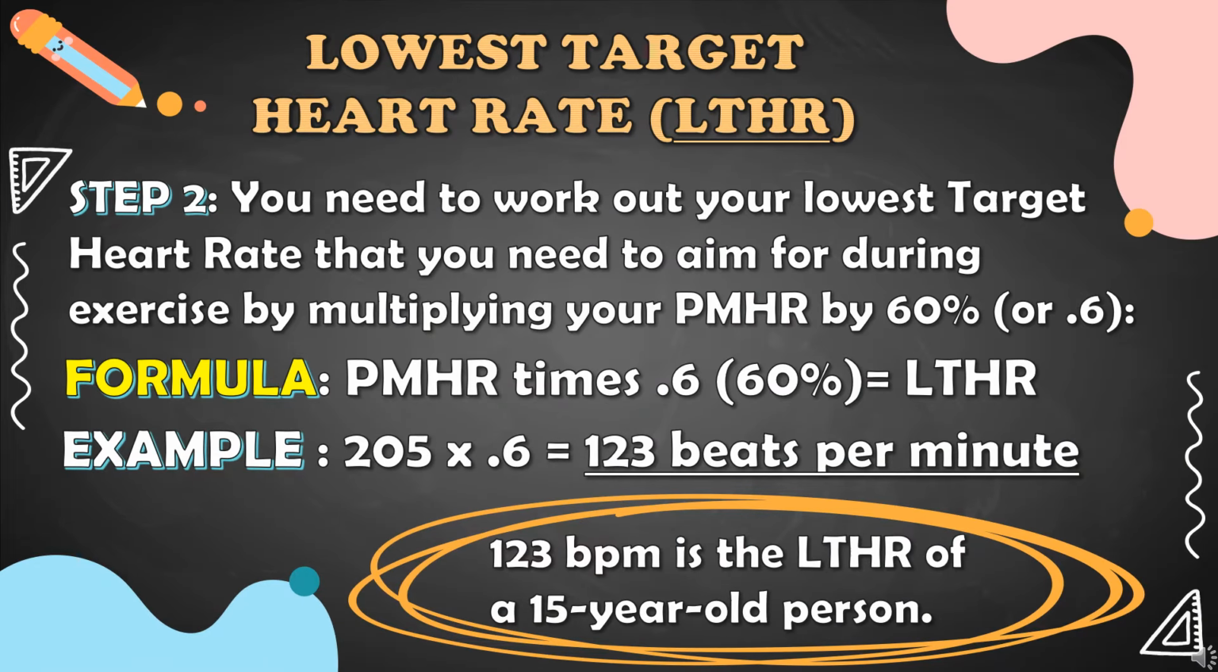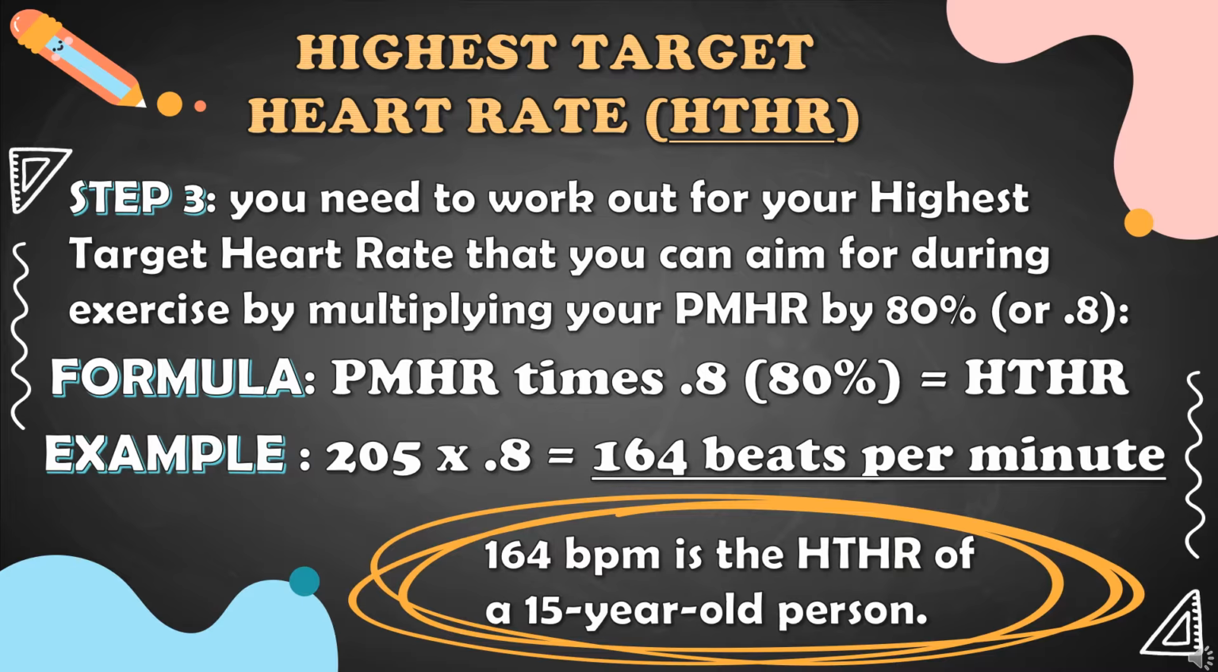Second step is computing for your lowest target heart rate. The formula is PMHR, which is the one we computed earlier, multiplied by 60% or 0.6. The PMHR we got earlier was 205. Then, we will multiply it by 0.6. And the result is 123 beats per minute. This is now the LTHR of a 15-year-old person.